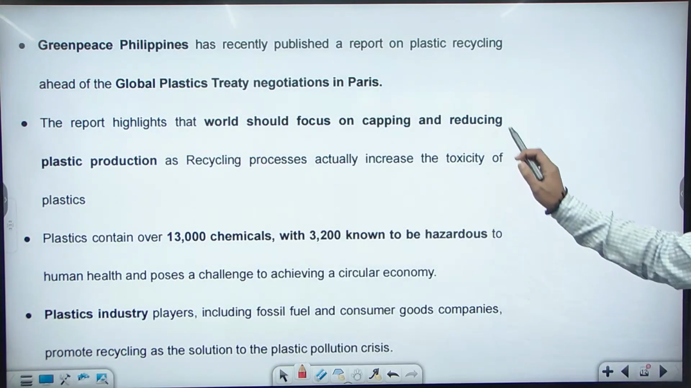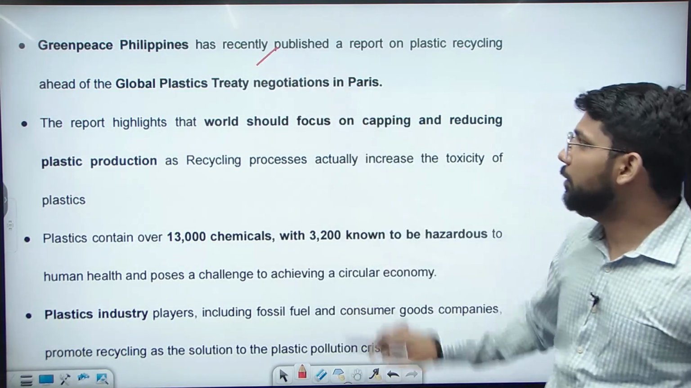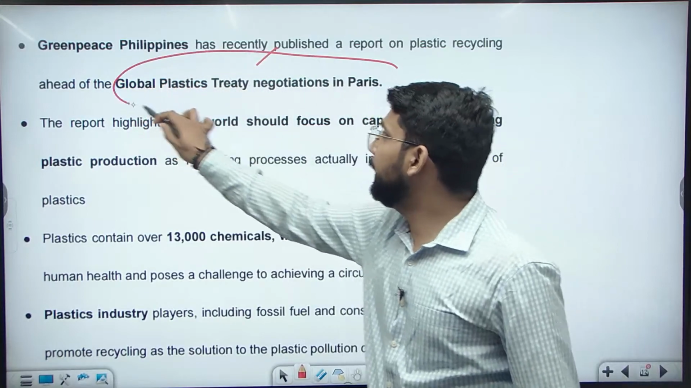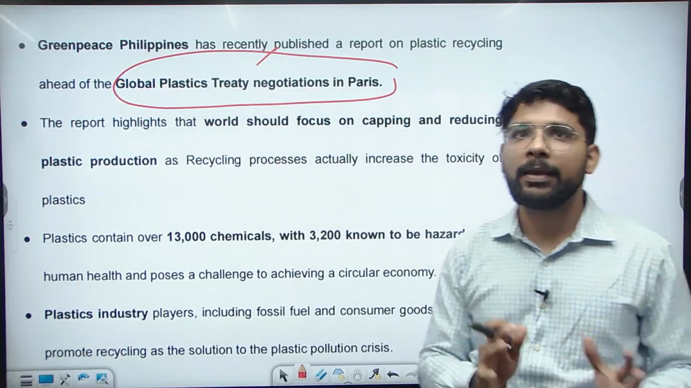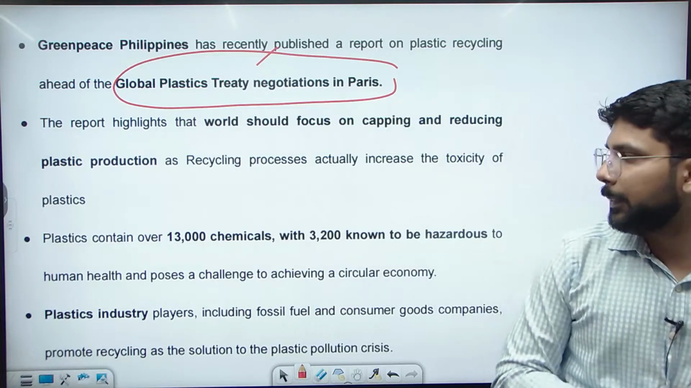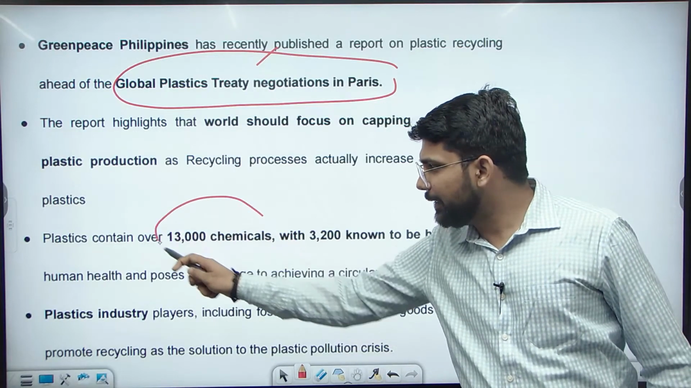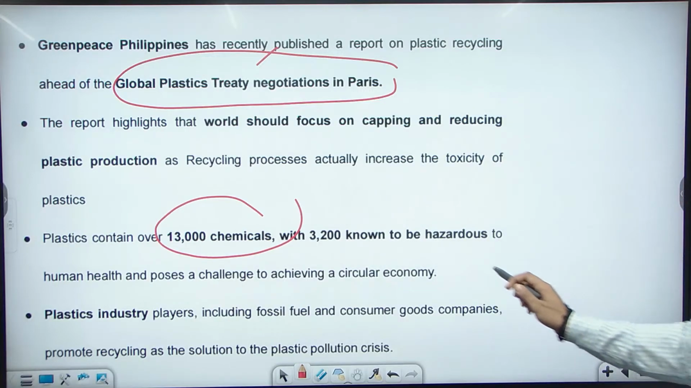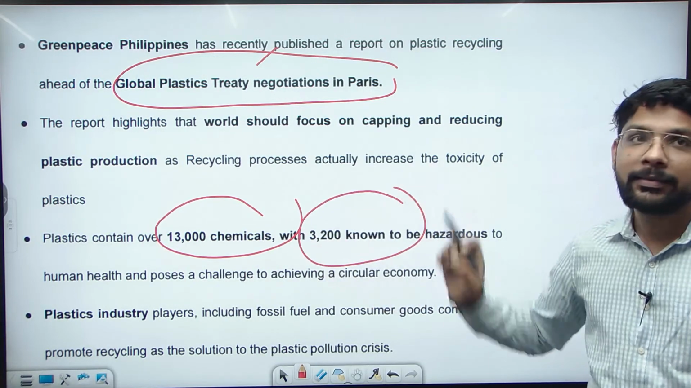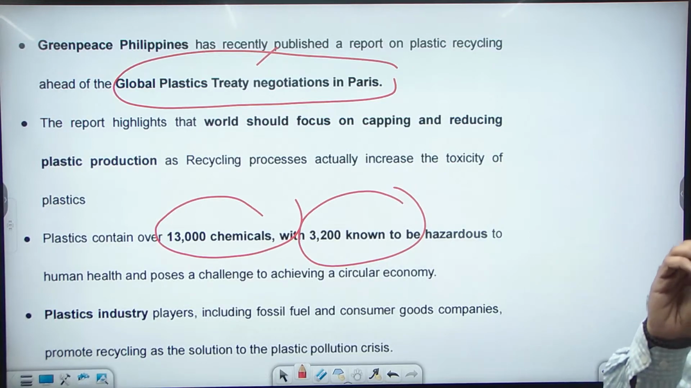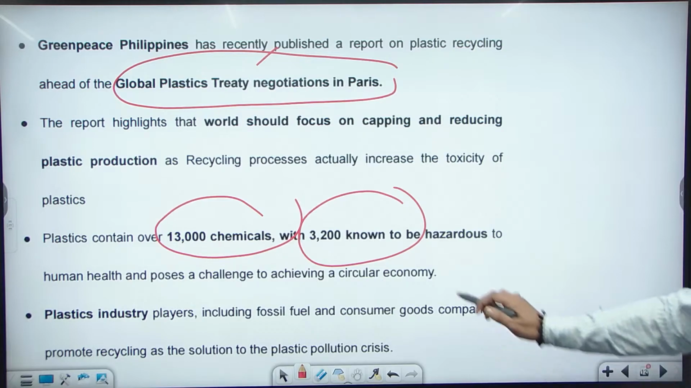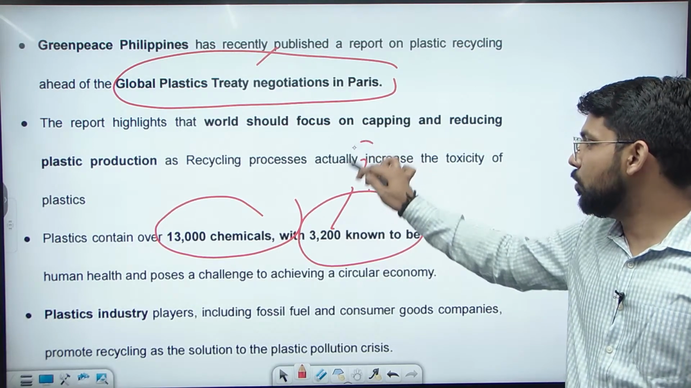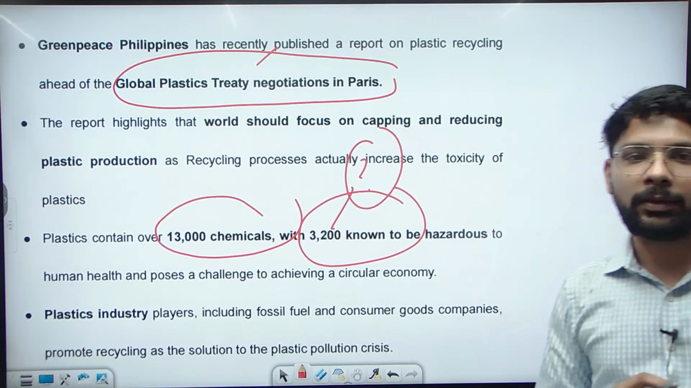Greenpeace is a Philippine-based NGO, and before the global plastic treaty negotiation in Paris, they released a report about it. They said that plastic contains almost 13,000 chemicals, and out of those 13,000, 3,200 chemicals are known to be hazardous to human beings. So this is a big data point. 3,200 chemicals are dangerous to human beings.